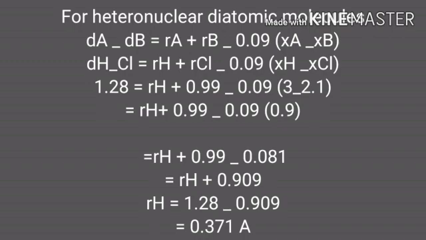So, 1.28 is equal to the radius of hydrogen plus 0.99 minus 0.09 into 3 minus 2.1, equal to RH plus 0.99 minus 0.09 into 0.9, equal to RH plus 0.99 minus 0.081, equal to RH plus 0.909. So, RH is equal to 1.28 minus 0.909, that is equal to 0.371 angstrom. So, the radius of hydrogen is 0.371 angstrom.